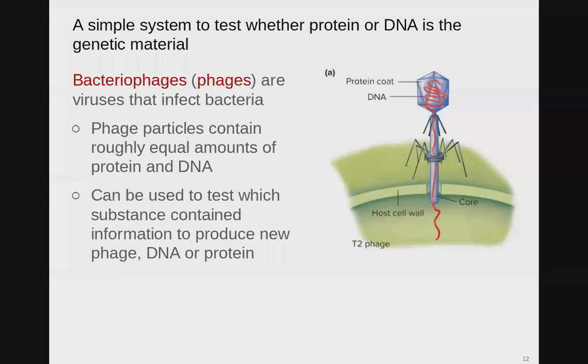It's an envelope virus like COVID is. And they have their nucleic acid, DNA or RNA. COVID is an RNA virus, the vast majority of phages being DNA-based viruses.